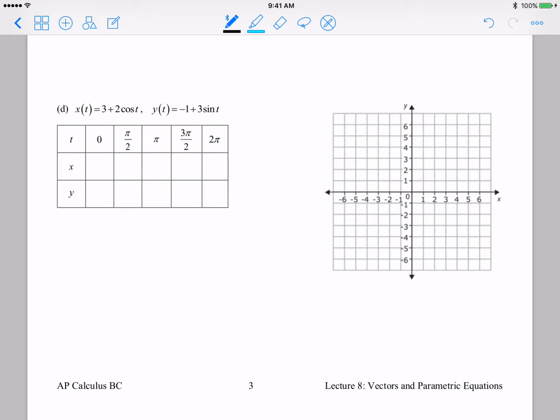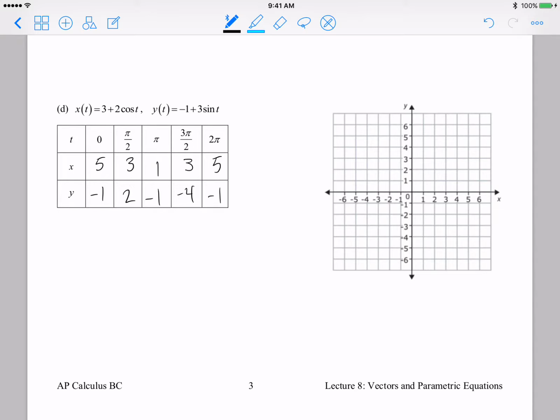So if we plug in 0, then what we're going to get is the point (5, -1). If we plug in pi over 2, then we're going to get the point (3, 2). Plugging in pi is going to give me (1, -1). If I plug in 3 pi over 2, then that is going to give me 3 for x and -4 for y. And if I plug in 2 pi, then I'm going to again get (5, -1).